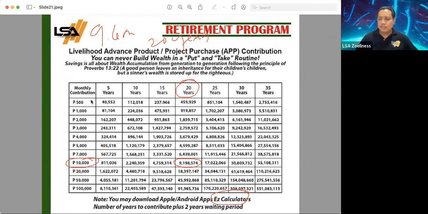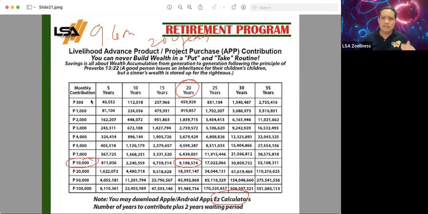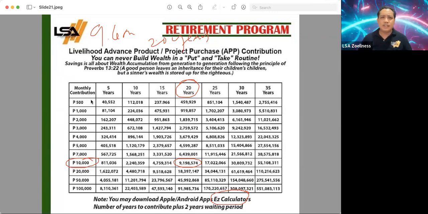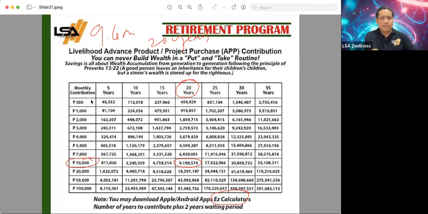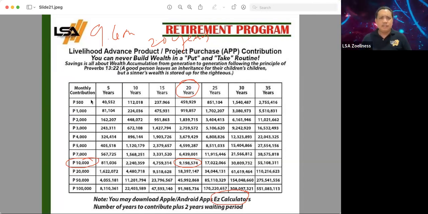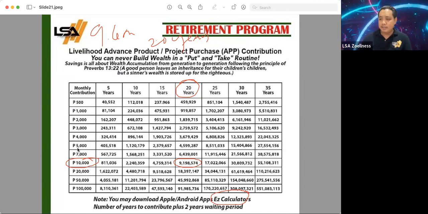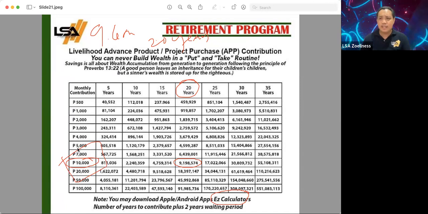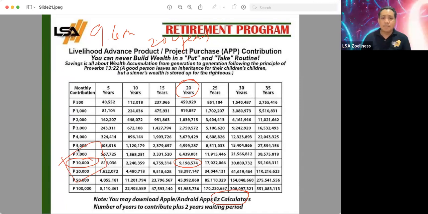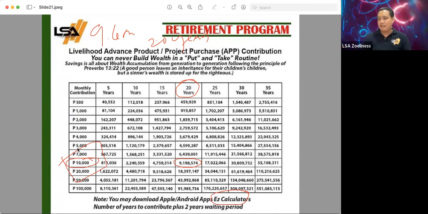Question, anong mas madaling isipin? 9.6 million or 10,000 pesos? Okay? Anong madaling isipin? Yung 9.6 million o yung 10,000 pesos. Siyempre, ito. Pero still, if you ask people, can they save 10,000 pesos a month? O yun ang problema, no?